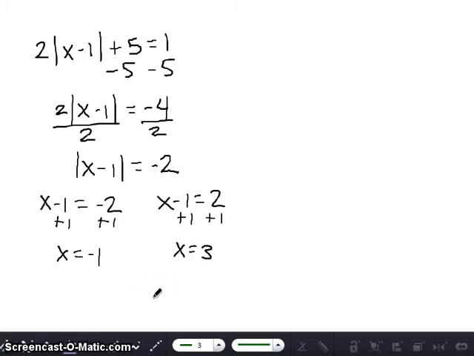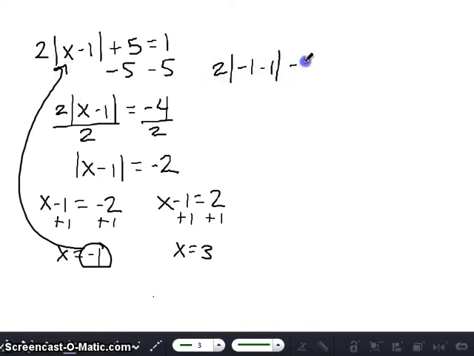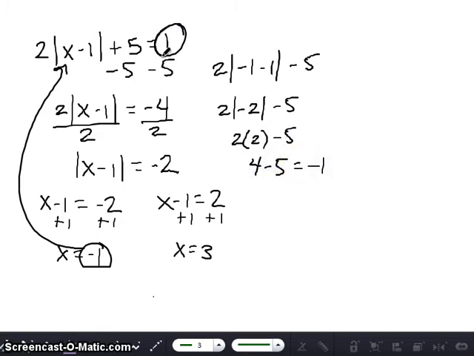So it's really important to check your answers on problems like this. If we take this -1 and we put it up in here, we're going to have 2 times the absolute value of -1 minus 1, minus 5. -1 minus 1 is -2. So 2 times the absolute value of -2. Absolute value of -2 is +2. So we get 4 minus 5, which is equal to -1. But if we look, we wanted it to be equal to +1. So this does not work. If you follow the steps through, you'll find out that x equals 3 doesn't work either.